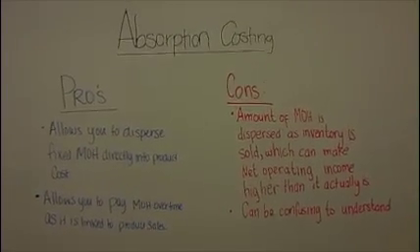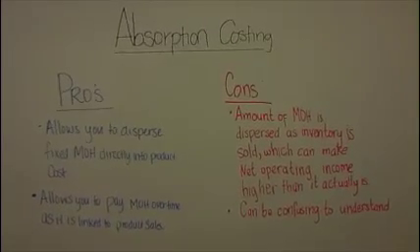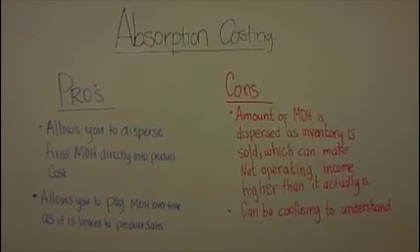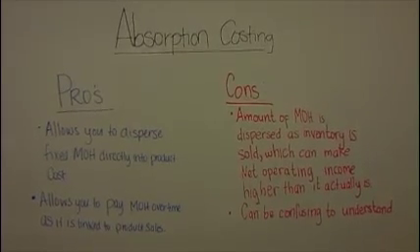Absorption costing, the pros and cons. Some of the pros of absorption costing are that it allows you to disperse fixed manufacturing overhead directly into your product costs. It also allows you to pay manufacturing overhead over time as it is linked to product sales.